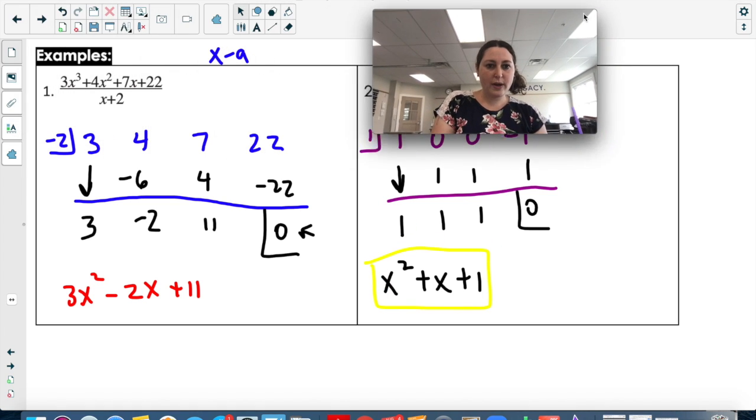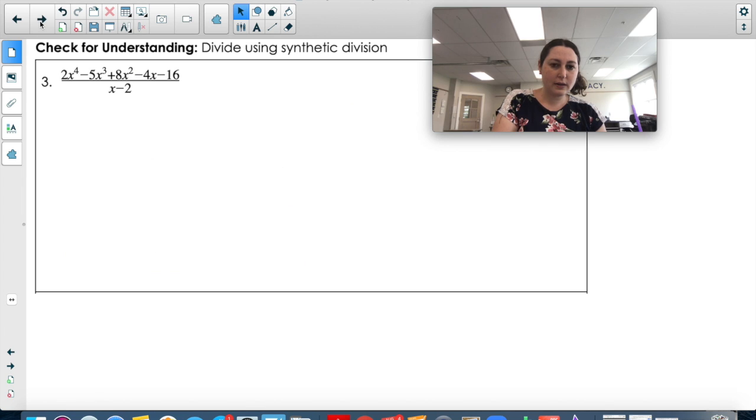Go ahead and try this, check your understanding. Set it up, and then when you're done, you can check your answer to make sure you understood it.